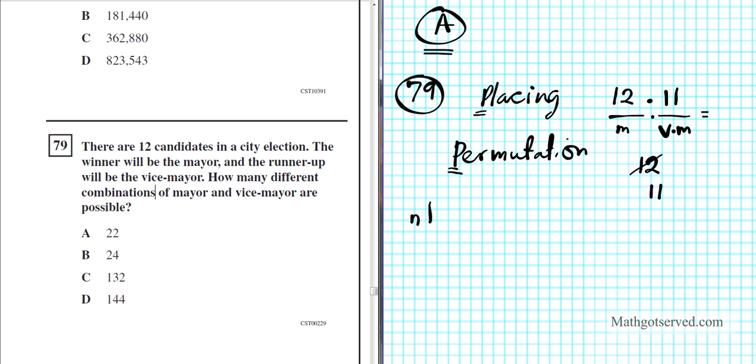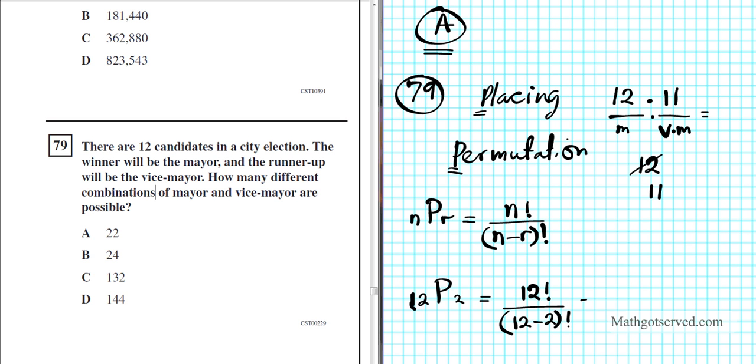So the permutation formula is nPr equals n factorial over n minus r factorial, right? In this case, n is 12 and r is 2. We're selecting two people, so how many ways can you select two people to be placed from a set of 12? Okay, so we're placing two people from a set of 12. How many ways can you do that is the question. So this is your n and this is r. So we have 12 factorial over 12 minus 2 factorial.